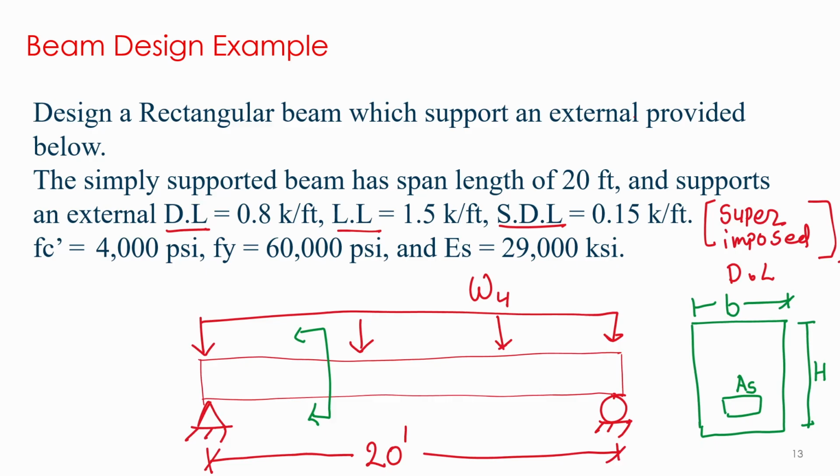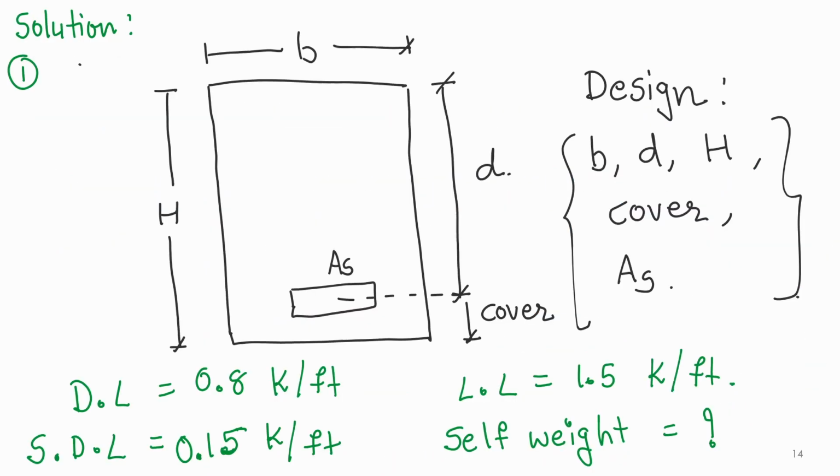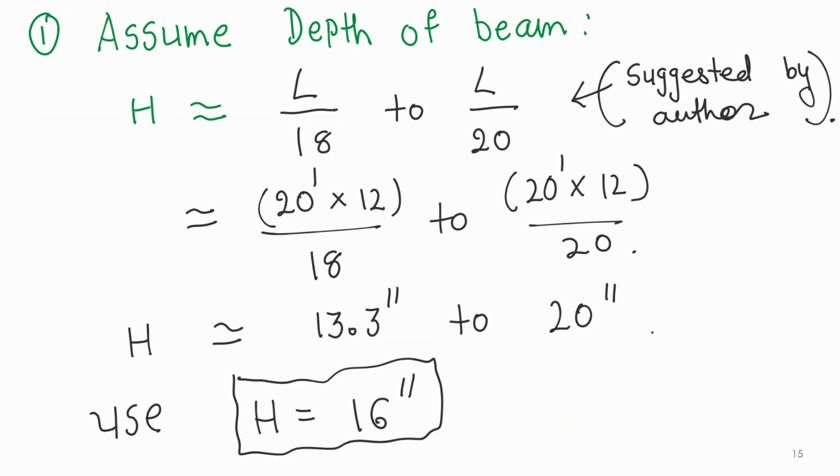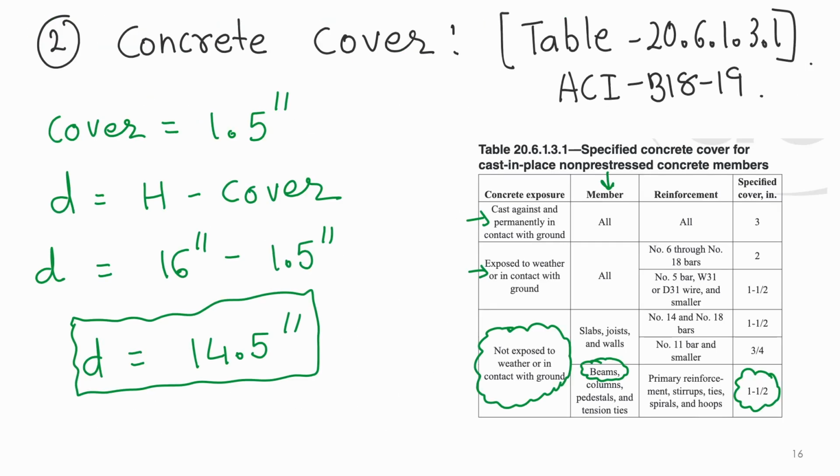So we need to figure out the cross section. What we don't know is self weight. Again, we need to assume some depth of the beam. This is in the textbook, given that height is equal to something between L over 18 to L over 20. So using these values, we will get something between 13.3 inch to 20 inch. So it's your call, it's your design. You can pick 14, you can pick 16, 18, 20, it's up to you. In this case, they picked that height is equal to 16 inch.